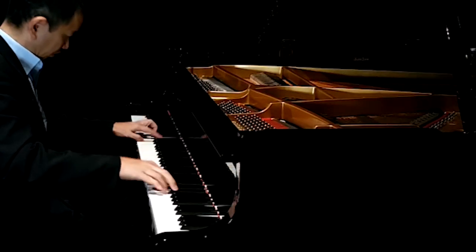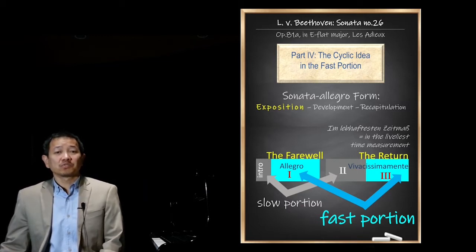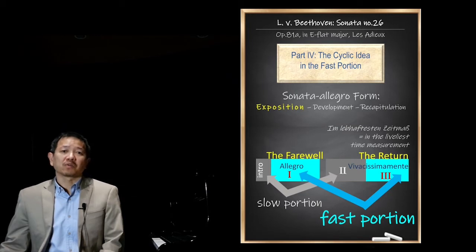For showing this cyclic idea, I will not cover the entire sonata. Besides the time limitations, I want to leave you room to explore on your own other parts of the sonata. I will share with you what I have discovered in the expositions of the first movement and the third movement. Both movements are in the Sonata Allegro form.